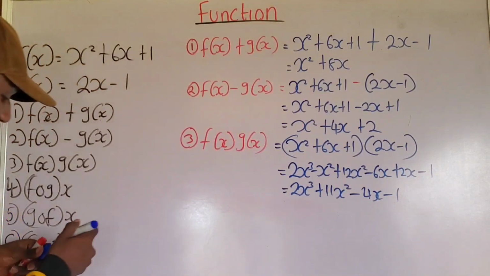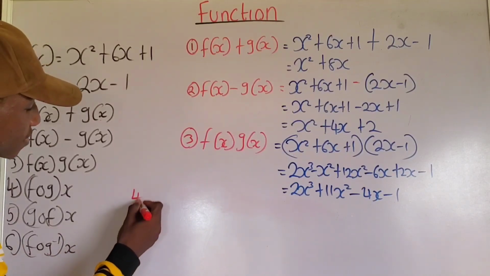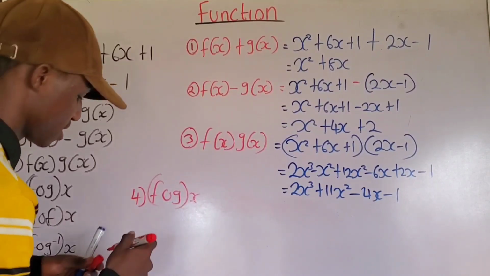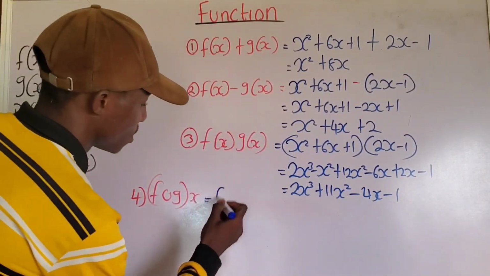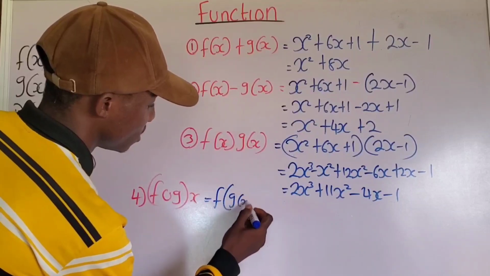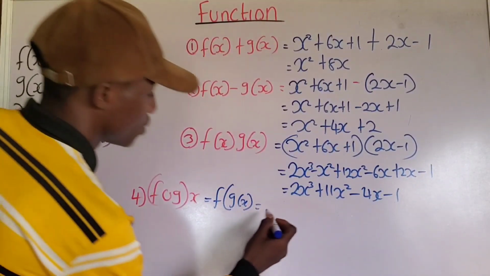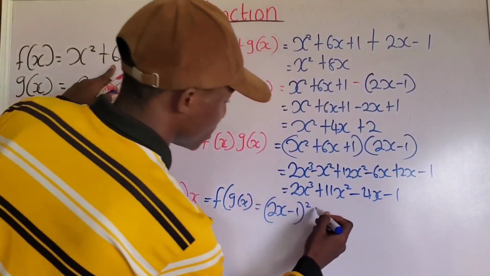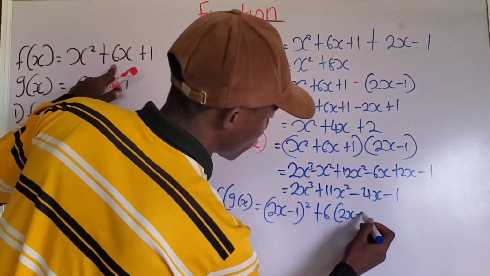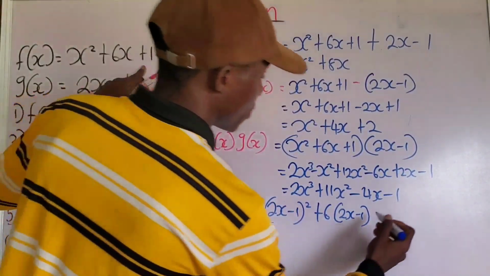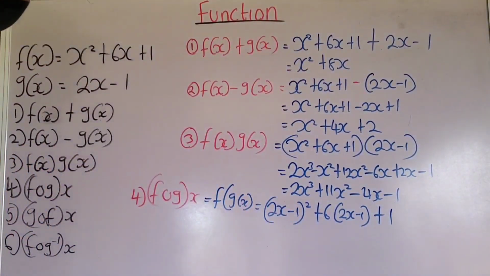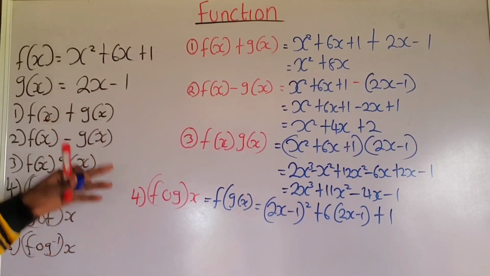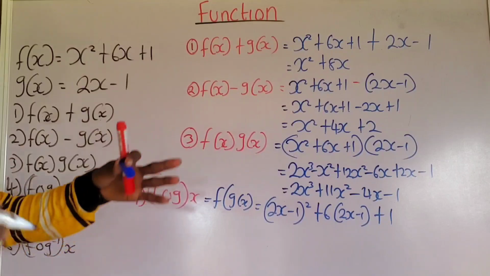So for this, I'm going to have question number 4 now. Question 4, that is f of g of x. F of g of x is equivalent to f of g(x). So I'm going to have (2x minus 1) to the power of 2 plus 6 into bracket 2x minus 1, then plus 1. Do you understand now? g of x is what? 2x minus 1. F of g of x means that I'm substituting g of x inside the function f(x).